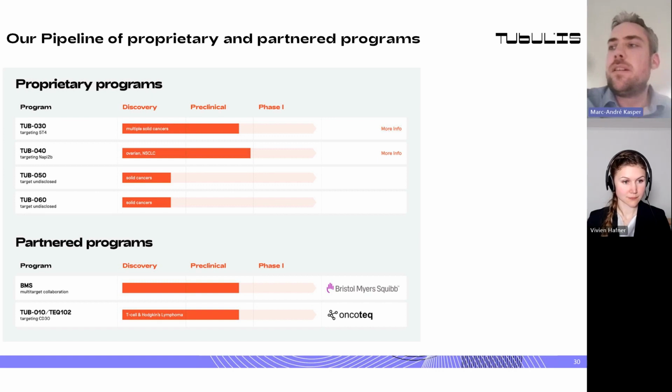But of course, this is not it. We are also interested in novel targets, which are yet undisclosed, which bring even more innovation to the field. And we are also using this platform with our partners. So we were also able to convince Bristol Myers Squibb to work with this platform on a selected number of targets, which they are also now proceeding to clinical studies.